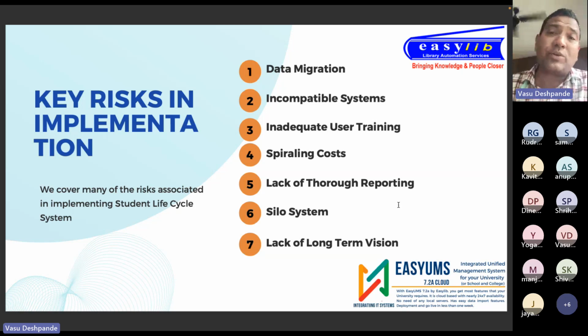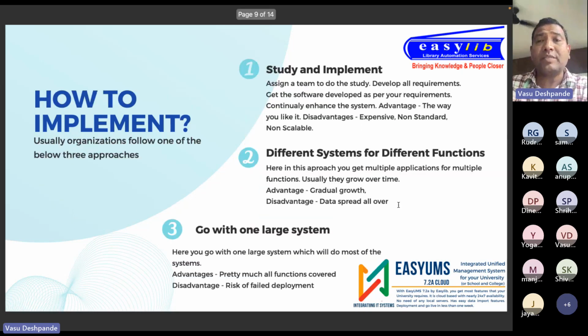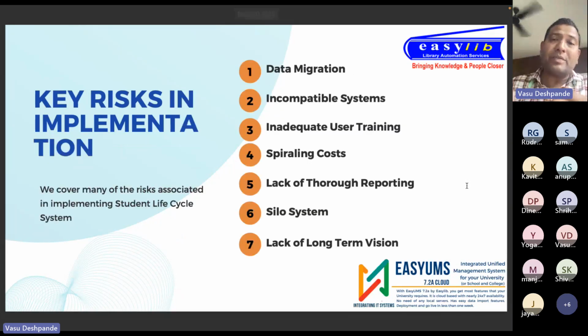What if I had put a dash over there? 97422 dash 04624. What should the new system do? So there is an incompatibility within the systems. This is the second risk that we see, especially when you go with different systems for different functions. The telephone example gave us a very simple one, but many times things go in a much more complex way. That incompatibility is the key risk that we see here.